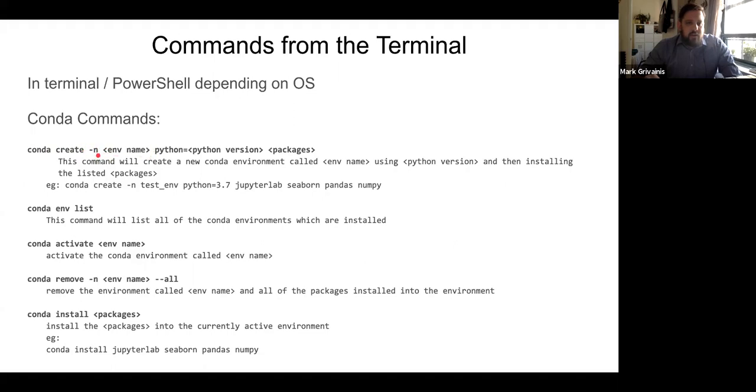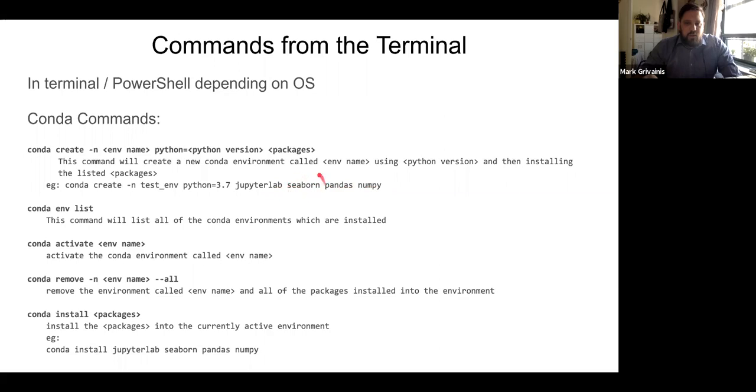This is the name of the environment. Then we specify python equal to whatever version of Python we'd like to use. And then we can list a bunch of packages at the end if we'd like to. So we already did this in the last lecture. We did conda create -n ITP2020 was our name, python=3.7, and we then installed JupyterLab. These are just some other packages that you could install. So you can list as many packages as you want after this.